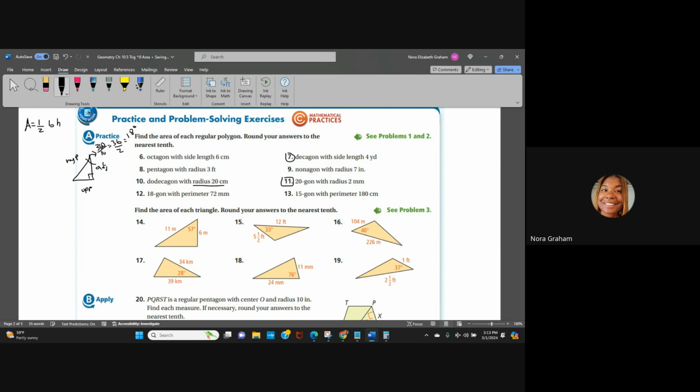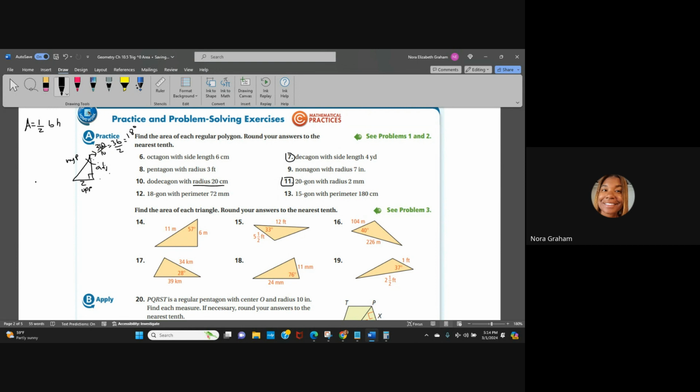What other information do they give us? They give us our side length. So remember, when they give us our side length, that's the side length of the whole triangle that we create inside a regular polygon. I just want the one for the right triangle. So I have to divide that 4 by 2, and that's going to give me 2 for this side.